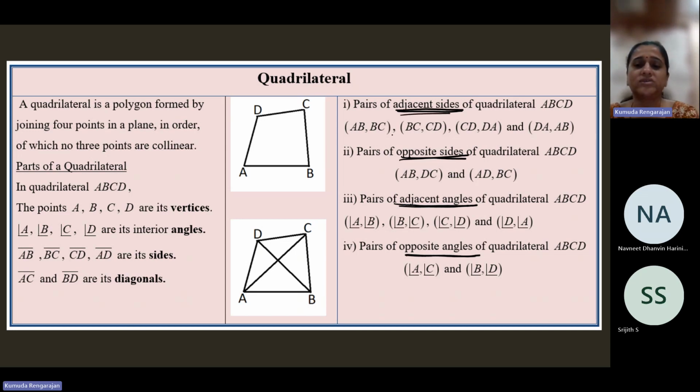So which are the adjacent sides? AB and BC are adjacent sides. BC and CD are adjacent sides. Two sides are said to be adjacent if they have a common vertex. You can see AB and BC have a common vertex B. Opposite sides will not have a common vertex.